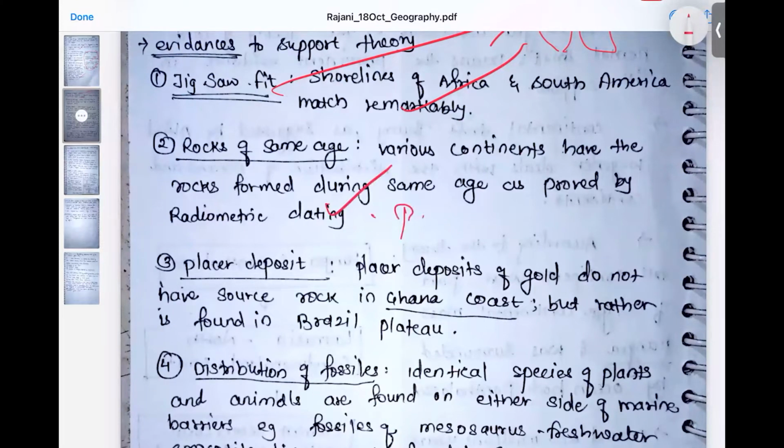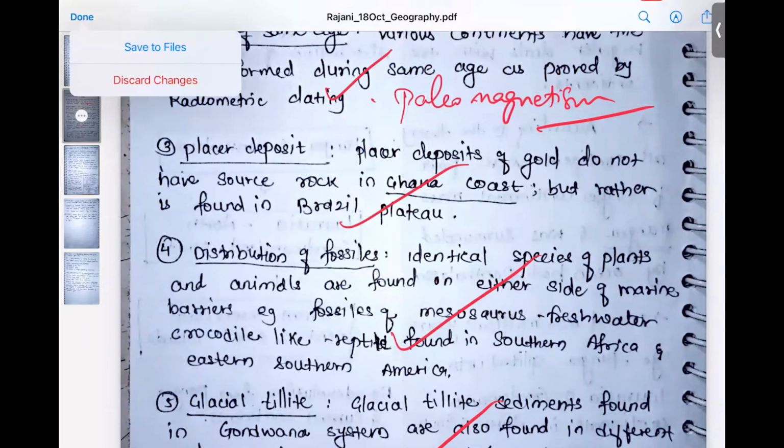Same age, and then you can talk about paleomagnetism. Okay, good.